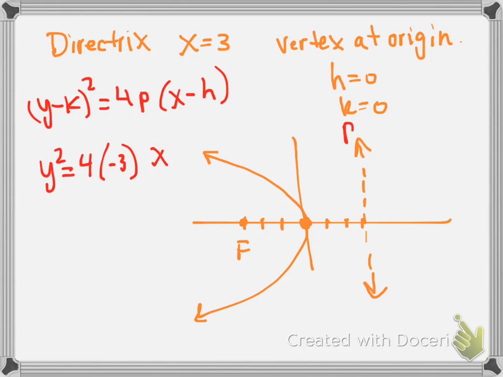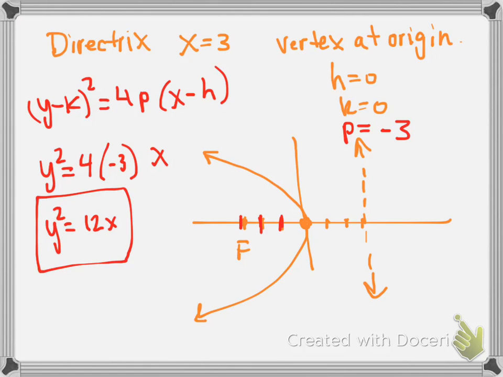Oh, by the way, I do know that p-value. How far did I have to go to get to my focus? So I counted over 1, 2, 3. And it's negative 3 because I counted to the left. So this would give me y squared equals negative 12x. And I have my equation for that one.